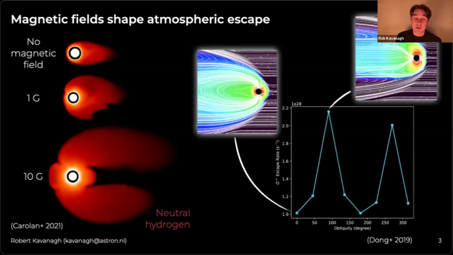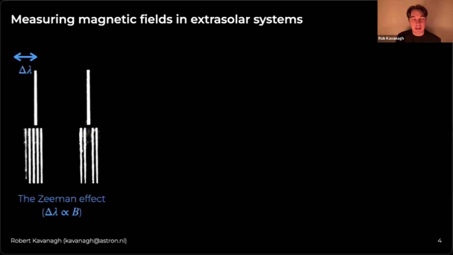And another thing that's also important is the geometry and orientation of the magnetic field of the planet relative to its host star. And so you can see here on the right-hand side what happens when you tilt the magnetic field towards or away from the star and how this affects the escape of oxygen plus in this example. So we want to know the magnetic fields of planets, right? I think this is pretty obvious. And okay, the next question is then how do we measure them?